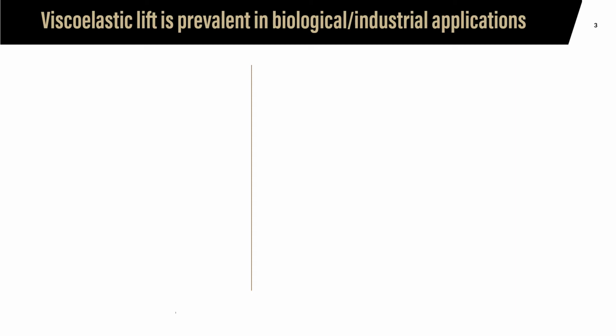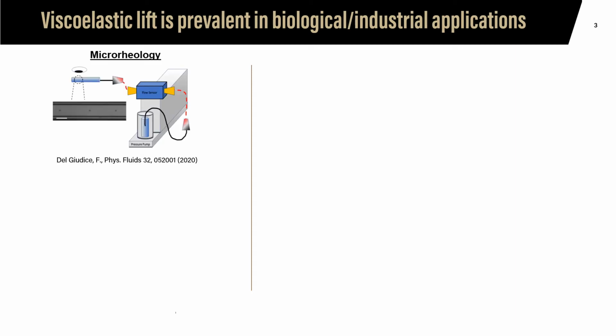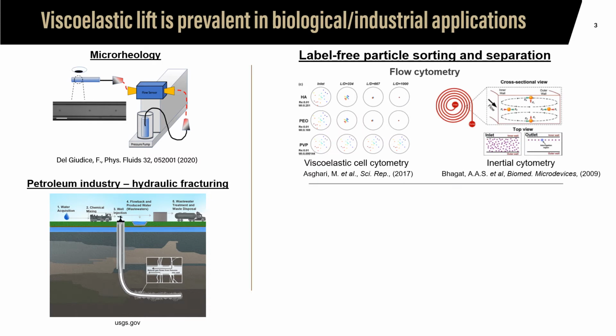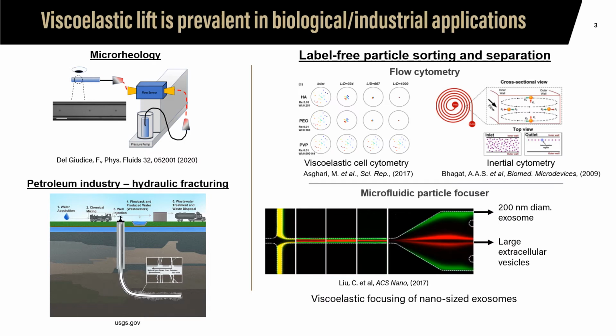In the field of microbiology, particle migration behavior can be used to analyze the rheological information of the suspending fluid. In the oil industry, the hydraulic fracturing process uses particle suspension in viscoelastic fluid to crack open the rock layer and retrieve the oil. The efficiency of the process is highly related to the particle motion in the flow. This mechanism is also useful in developing label-free particle sorting devices such as viscoelastic cell cytometry or particle focusers for separating particles with different properties.